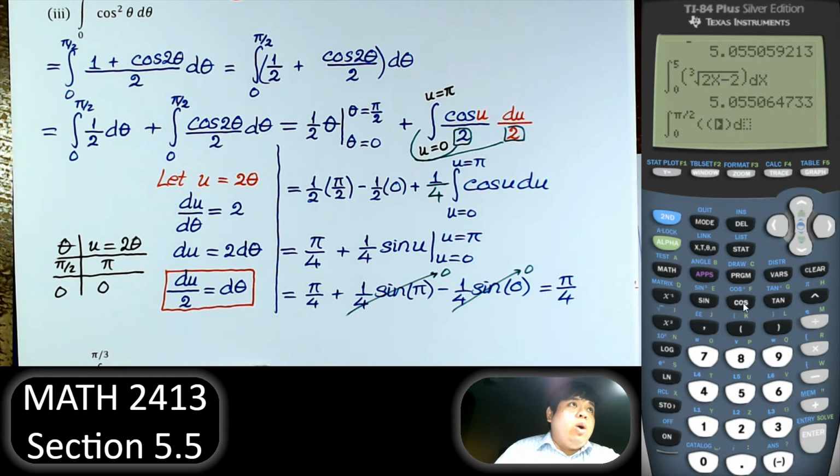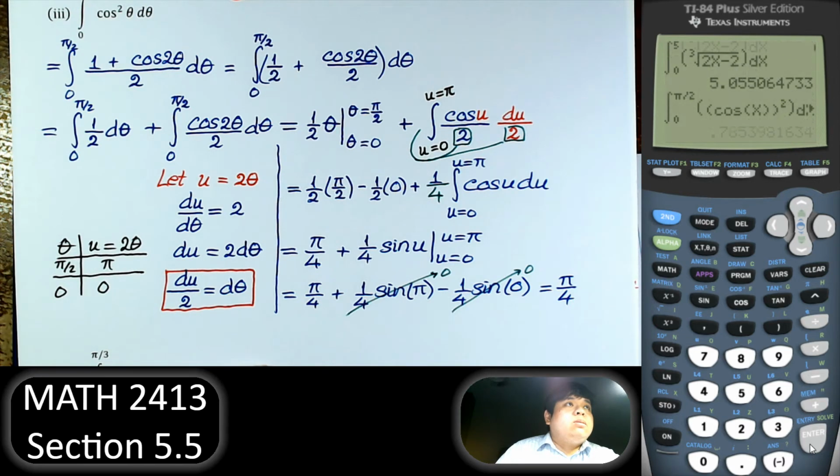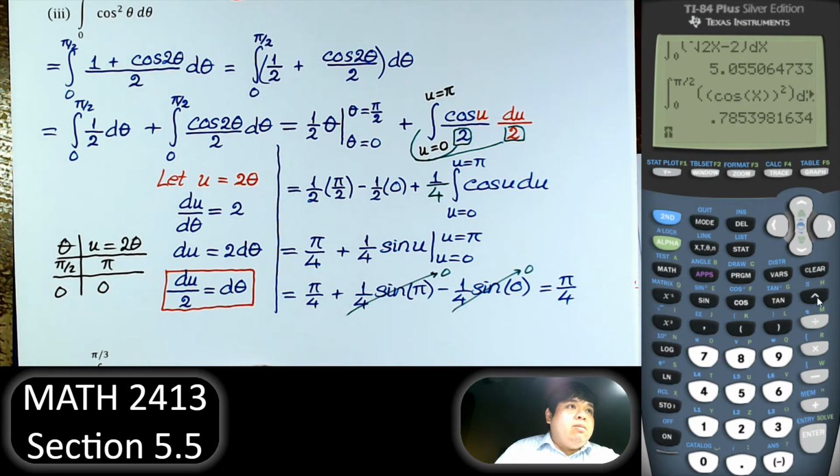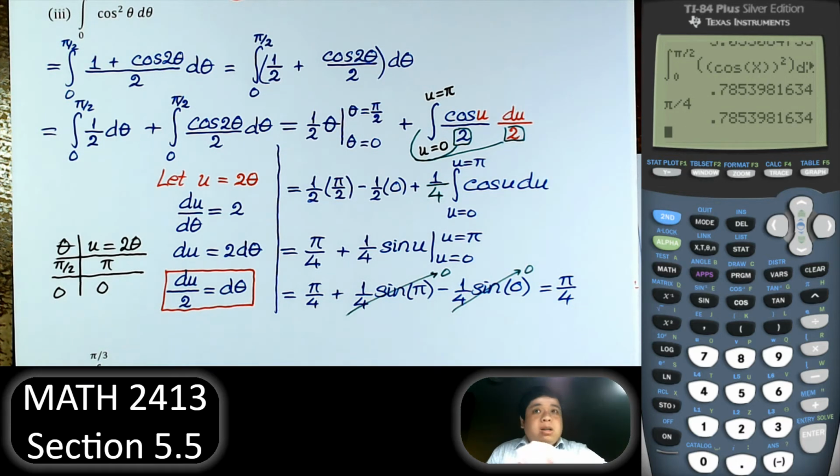And we have cosine square, I have to type it as cosine of x square. Yeah, like that. And is that pi divided by 4? Yes, it is, exactly. But like I said, the calculator will not give you pi over 4.